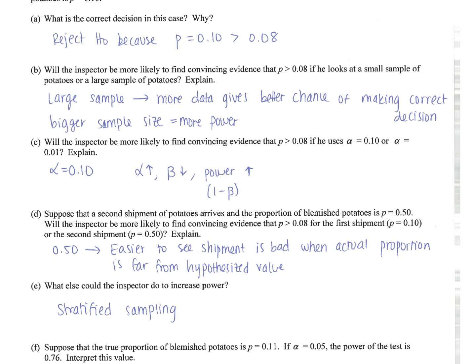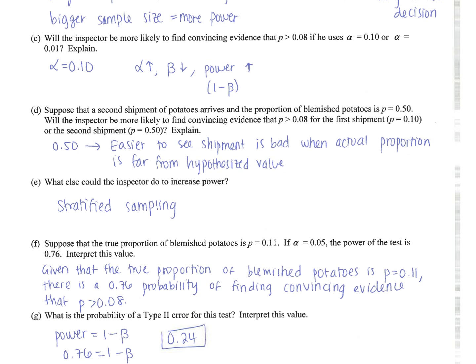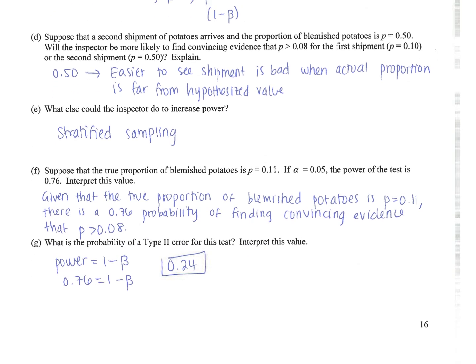So then the thing in E we haven't talked about is another way to increase power. And we've talked about decreasing sampling variability, which is to take a stratified sample.